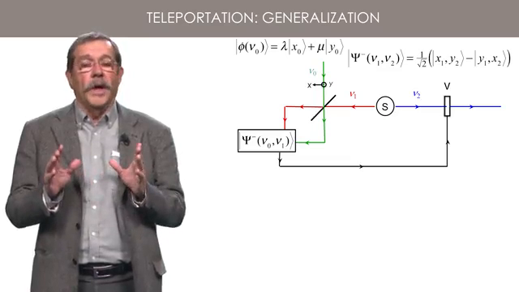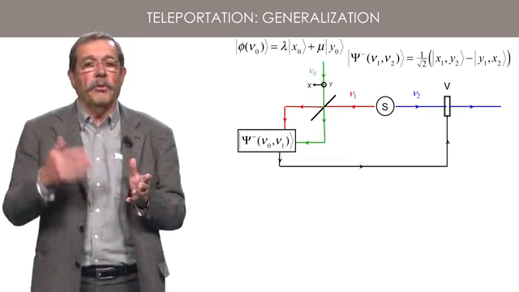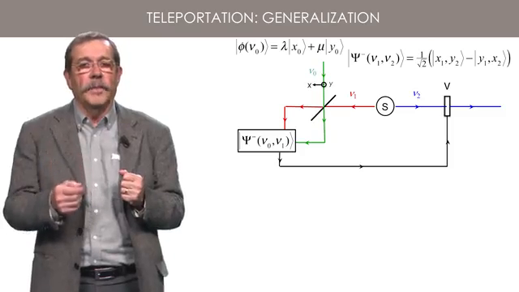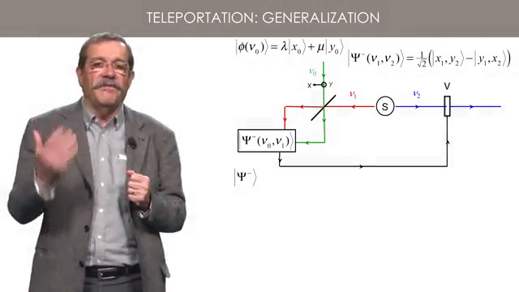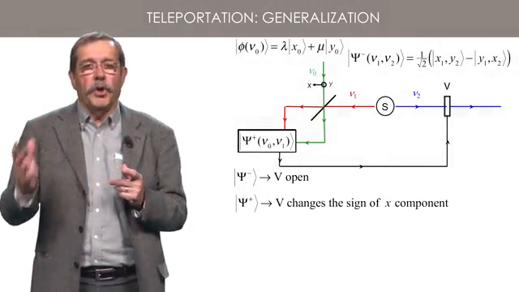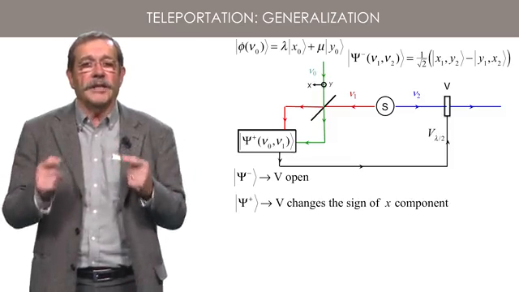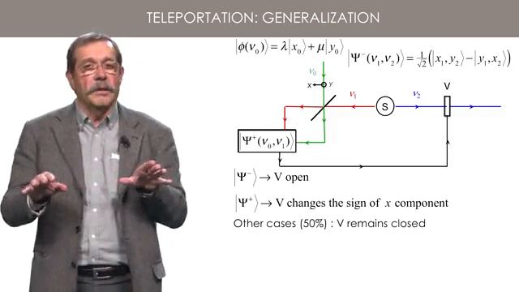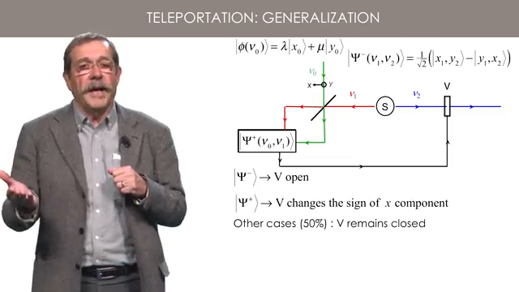So, one can generalize the teleportation operation by taking into account the results of a Bell measurement on nu0 and nu1. If the result corresponds to psi minus, the device V is simply open. If the result corresponds to psi plus, a voltage is applied to change the sign of the X component. In other cases, V is left closed. It means that teleportation works only half the times.